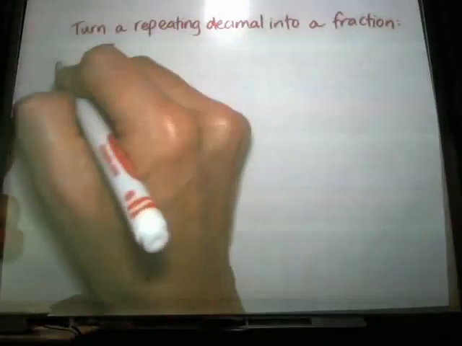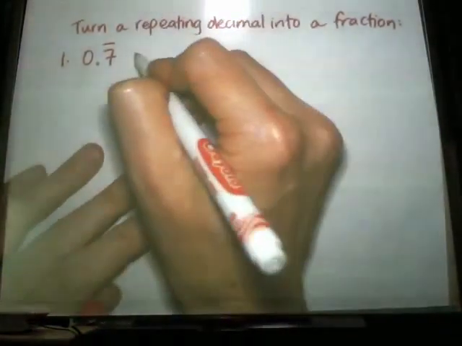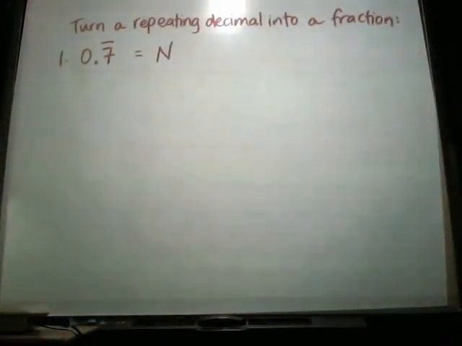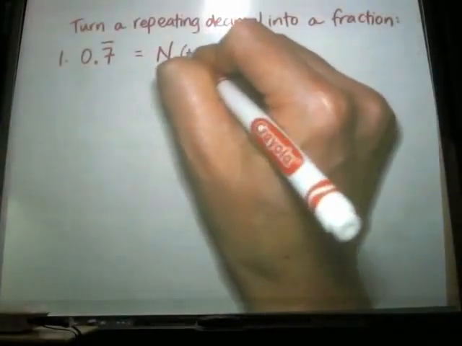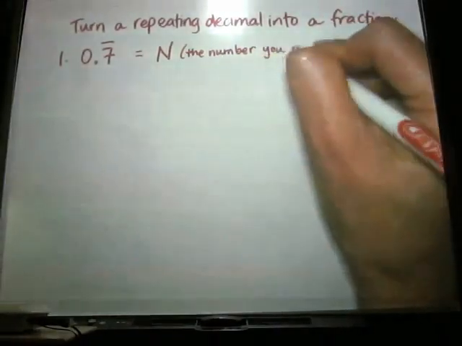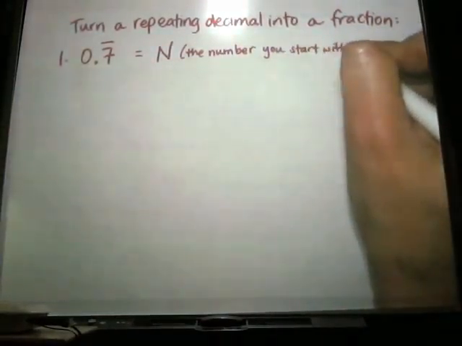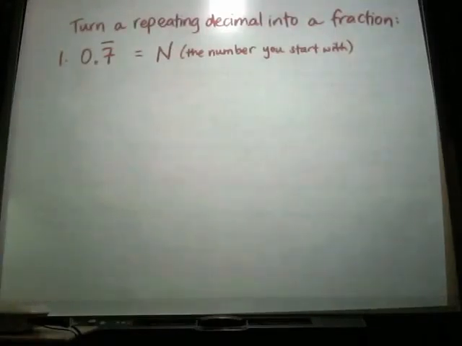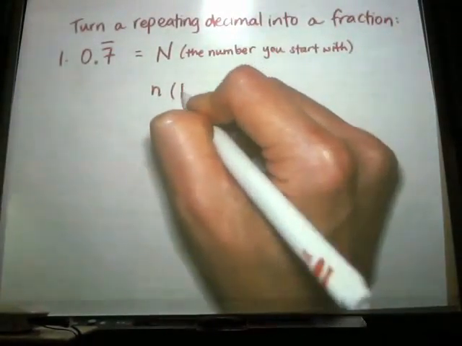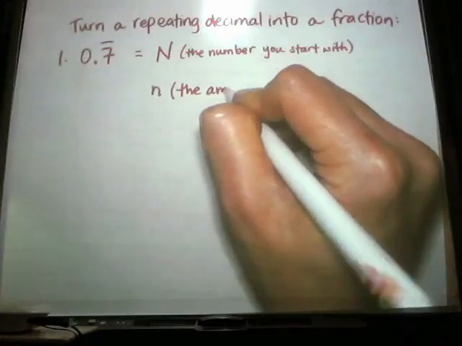Okay? So step 1, the number that we're given, we use a capital N to represent it. So capital N is the number you start with. And I'm using that because that's how the book explains it. There are other ways to think about it, but this is the clearest way to do it, although it is still a little confusing.